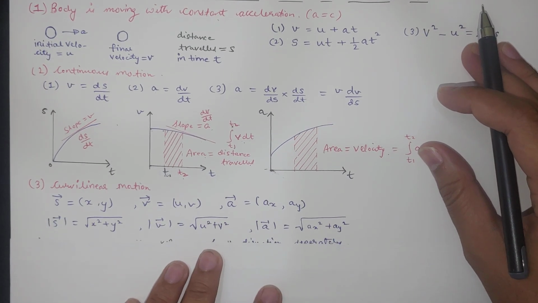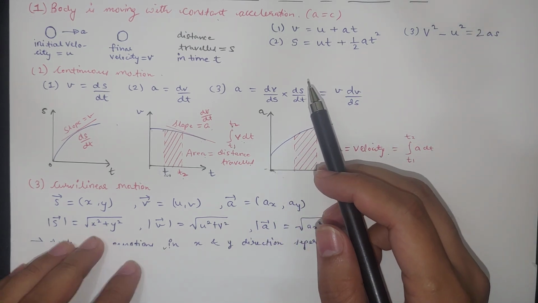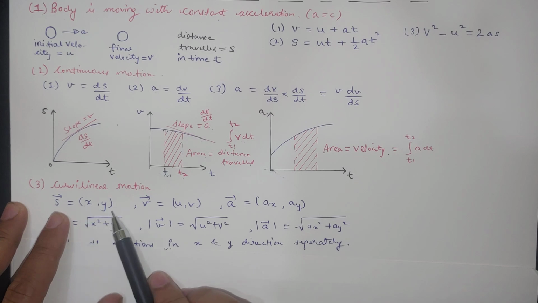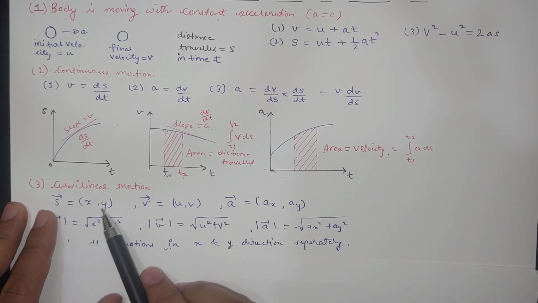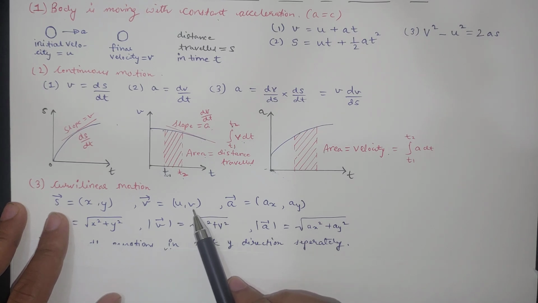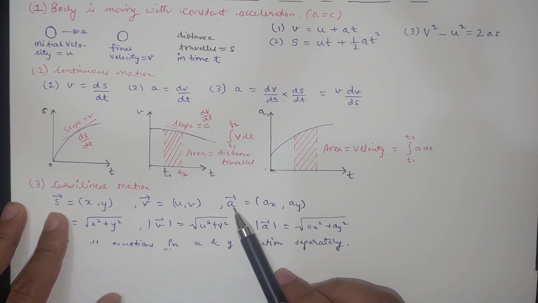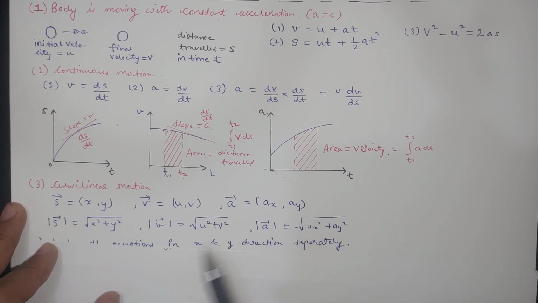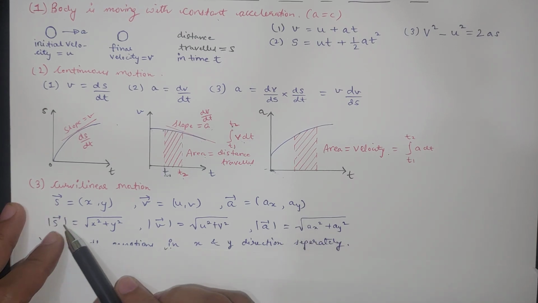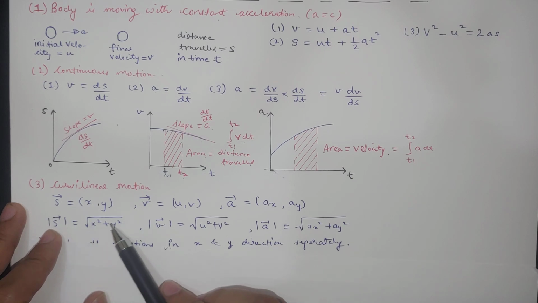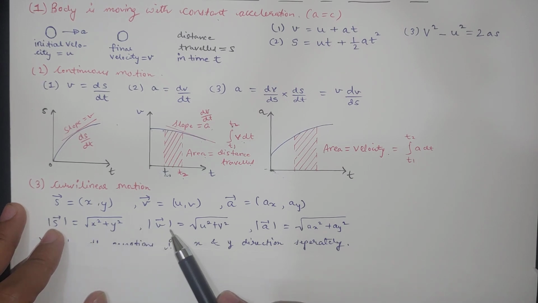Now in curvilinear motion, the body is not moving in a straight line, it is moving in a curve. So here we have x and y coordinates, and the distance traveled is x and y in two different directions. Velocity is u and v in x direction and y direction, and acceleration in x direction is ax and acceleration in y direction is ay. So if we want to calculate the magnitude, we simply use this formula, magnitude of s will be equal to under root of x square plus y square. Similarly for v and acceleration.